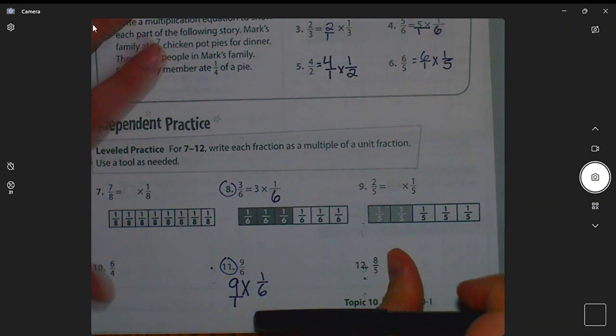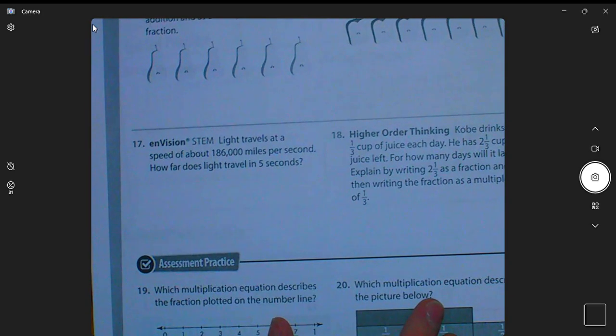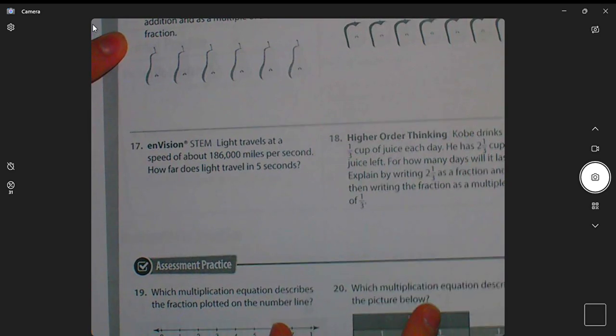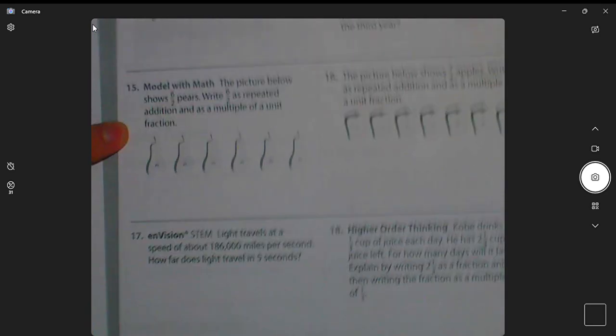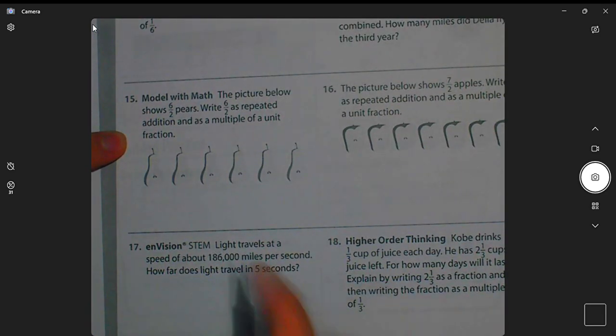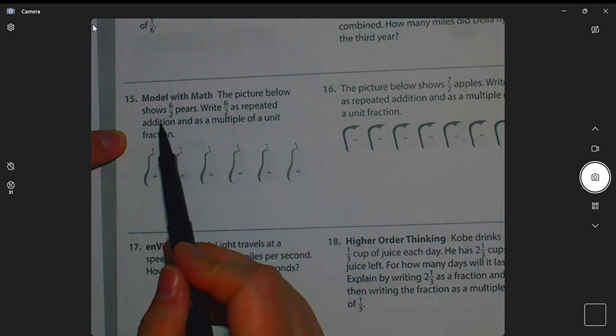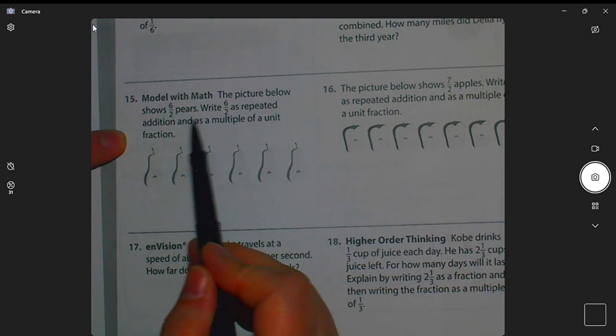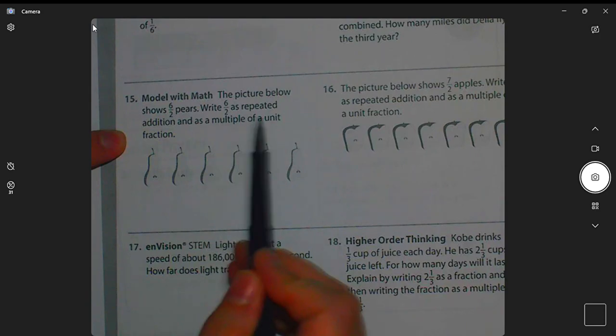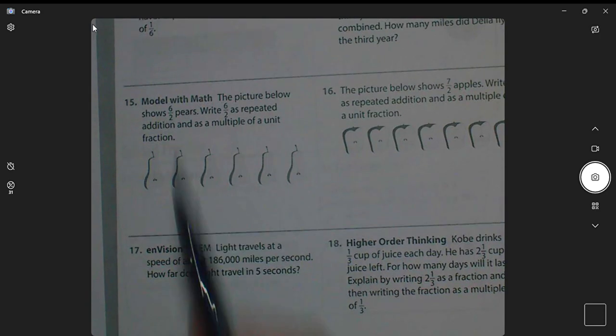Now, I want to look at one more problem. I'm going to look at number 15. Number 15 says, the picture below shows 6/2 pairs. Write 6/2 as repeated addition and as a multiple of a unit fraction. So I'm going to write 6/2 as a repeated addition statement and as a multiplication statement.